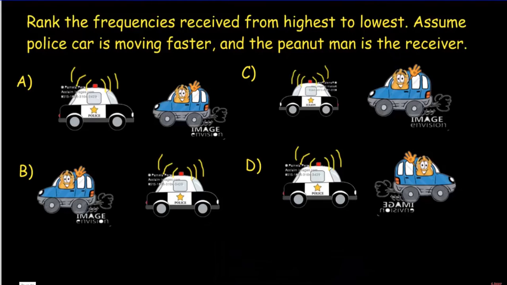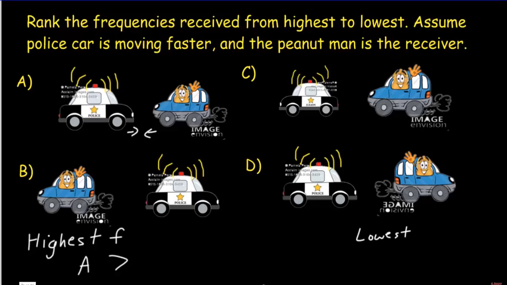Now, hopefully what you said was that the highest frequency will be situation A because the two cars are approaching each other. And similarly, the lowest frequency will be situation B where the two cars are moving away from each other. Now, in between the two, we'll have C and D.